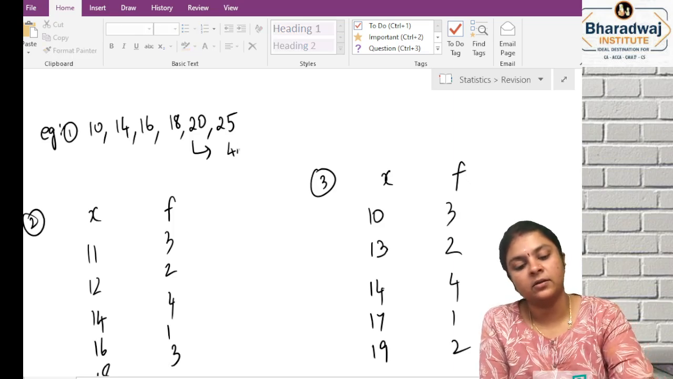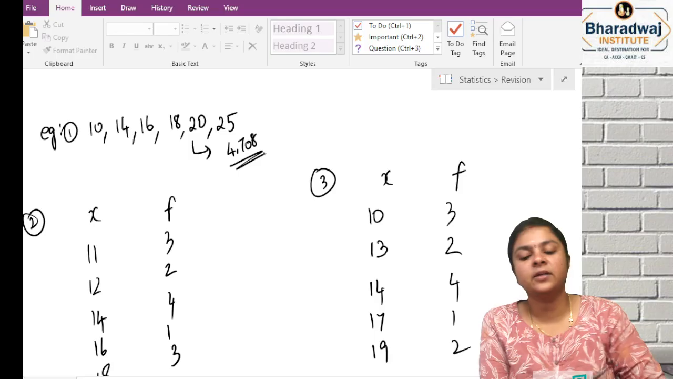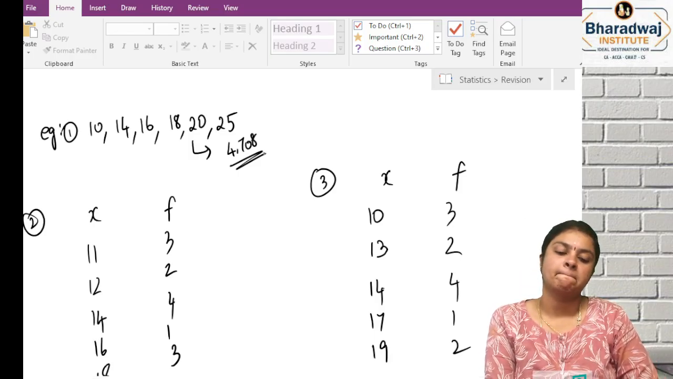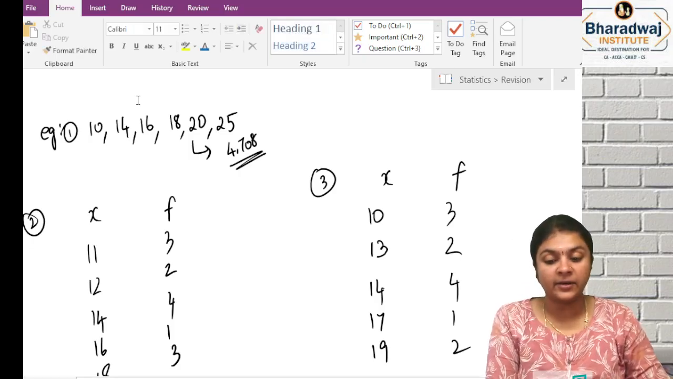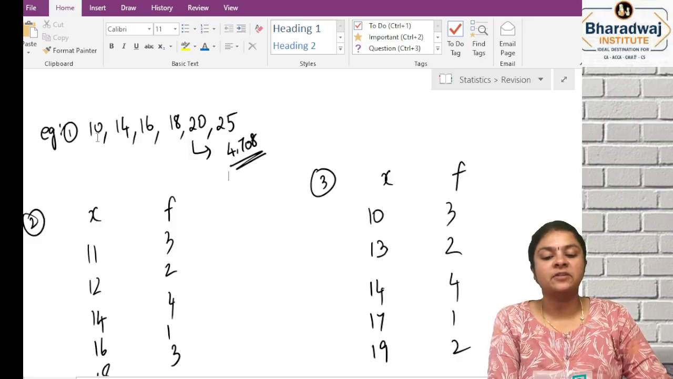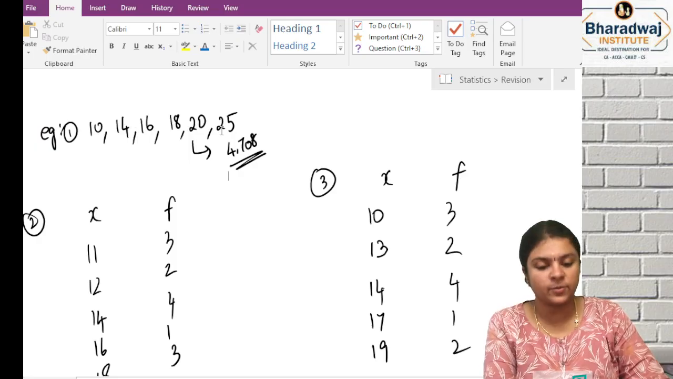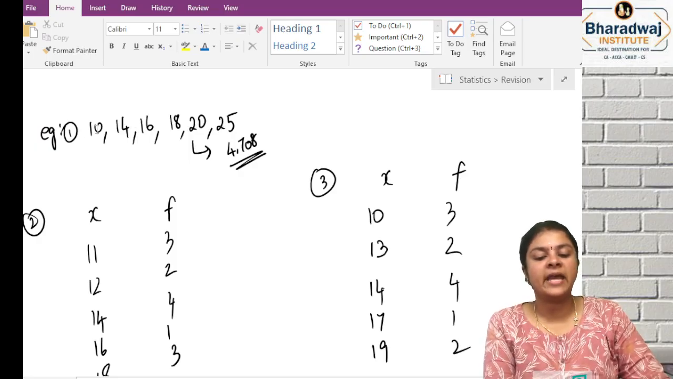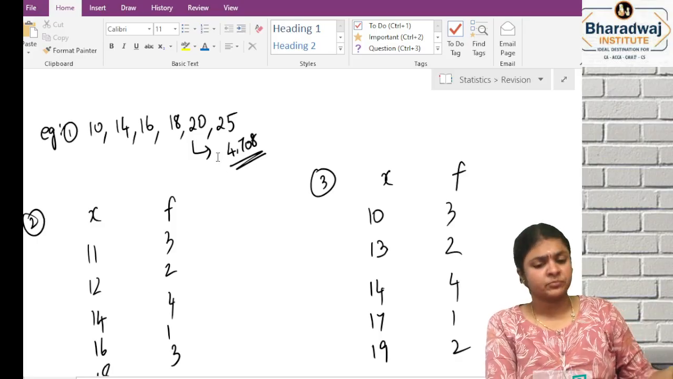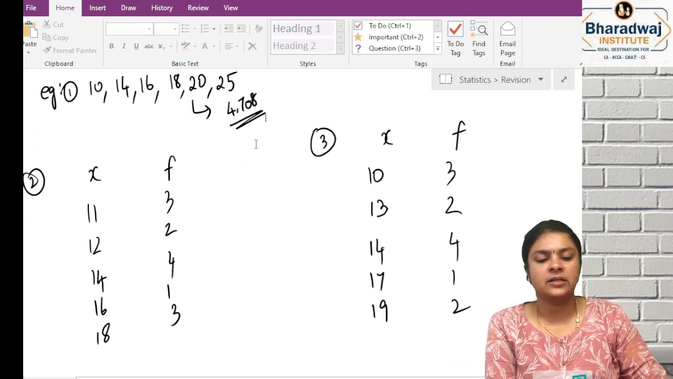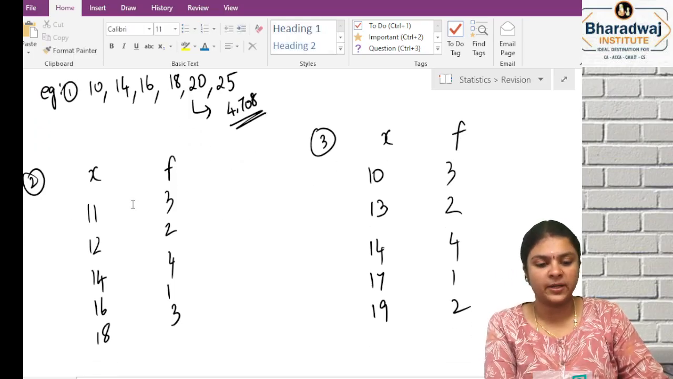4.708. Okay, which method did you use? The first x minus x bar or sigma x square? Sigma x square. That is easier to calculate because you just need to take the square of the values. 10 square plus 14 square plus 16 square plus 18 square plus 20 square plus 25 square. Divided by n, which is 1, 2, 3, 4, 5, no, 1, 2, 3, 4, 5, 6. Divided by 6. Minus x bar the whole square. So 4.708 is the standard deviation that he is giving me for the first one.